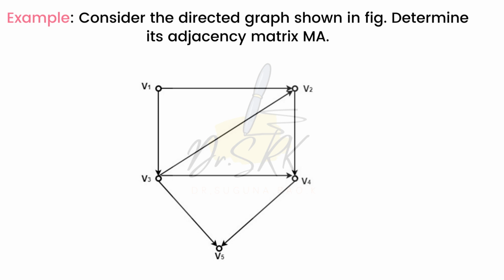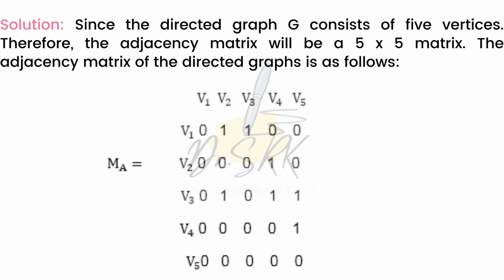Okay. So for this directed graph, we will write the adjacency matrix. Look at this. Since the directed graph G consists of 5 vertices, therefore the adjacency matrix will be a 5 by 5 matrix. Here the adjacency matrix name is MA, 5 rows with 5 columns like this.